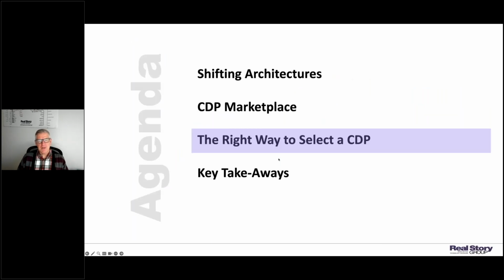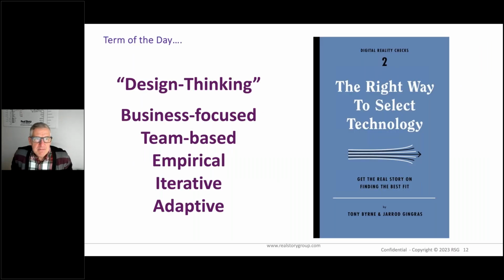So now, what you came for here: what's the right way to select a CDP? Well, the term of the day is really design thinking. This was the concept that underlay the book that my colleague Jared and I wrote, published through Rosenfeld Media, The Right Way to Select Technology. This is an agile-ish approach to replace what we've really seen as very ineffective waterfall-oriented approaches to selecting marketing technology in particular. So it's business-focused, it's team-based, it's empirical, it's iterative, and it's adaptive.